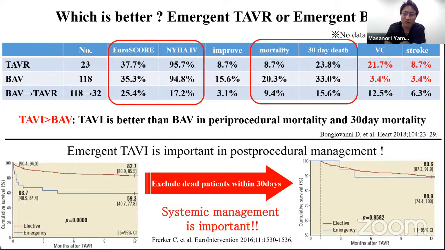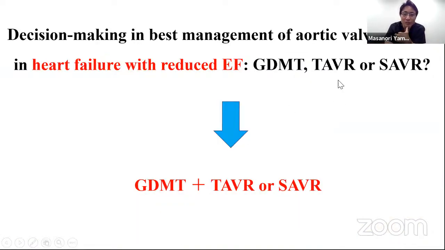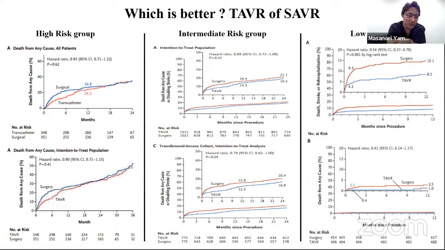So that is the reason why we choose TAVA compared with medical or BAV therapy. So my final answer for decision-making in the best management of AS patients with heart failure with reduced ejection fraction is this: I think the guideline medical therapy is firstly selected, plus TAVA or SAVA. So the next question is, which is better, TAVA or SAVA?